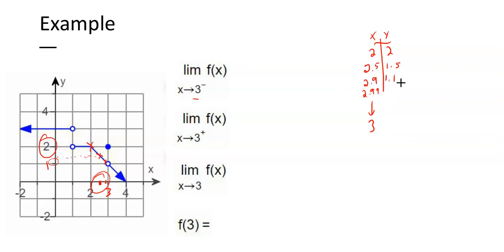Right? And I don't know if we want to try to do this one. 2.99 is even closer to 3. It's going to be even lower here, which means it's going to be even closer to y equals 1. So I'm going to say 1.01.